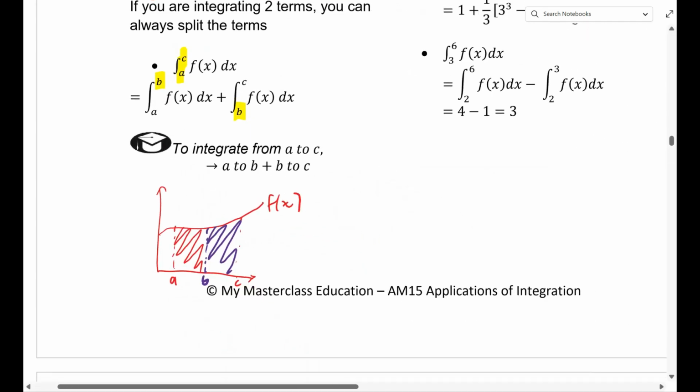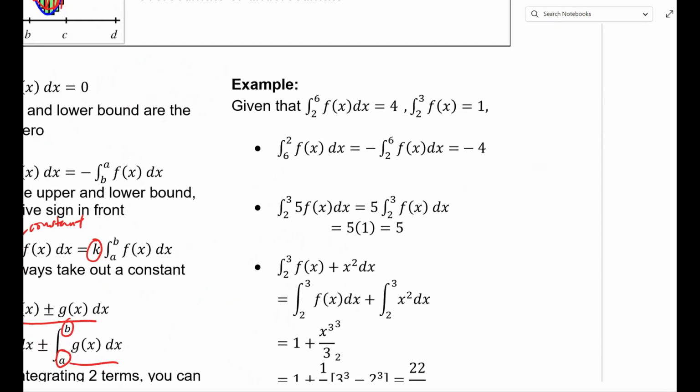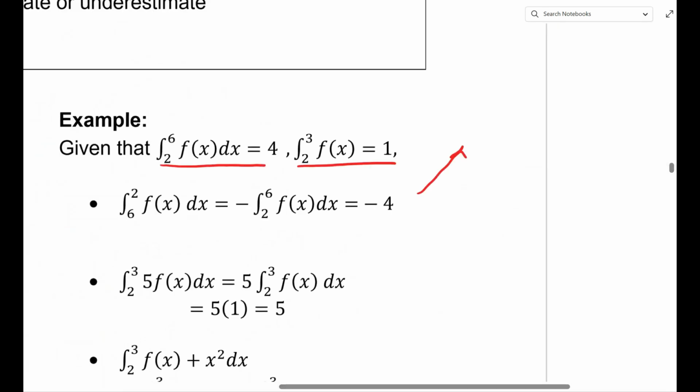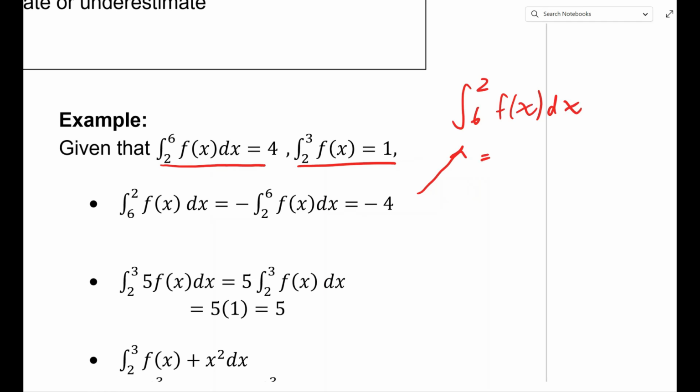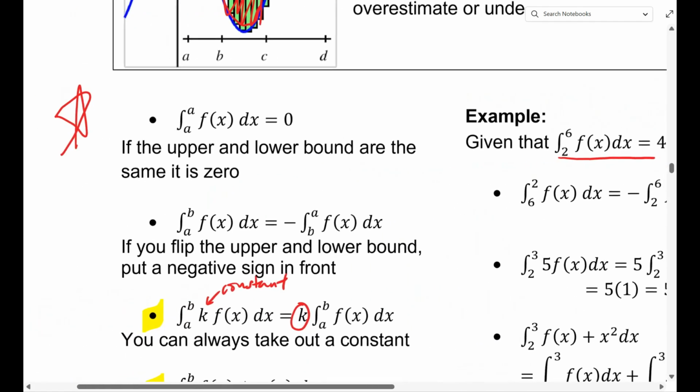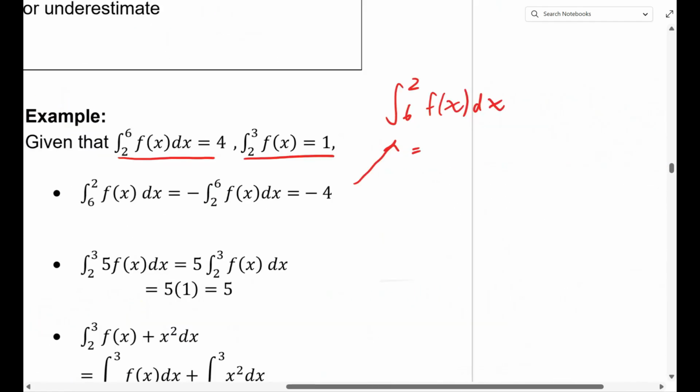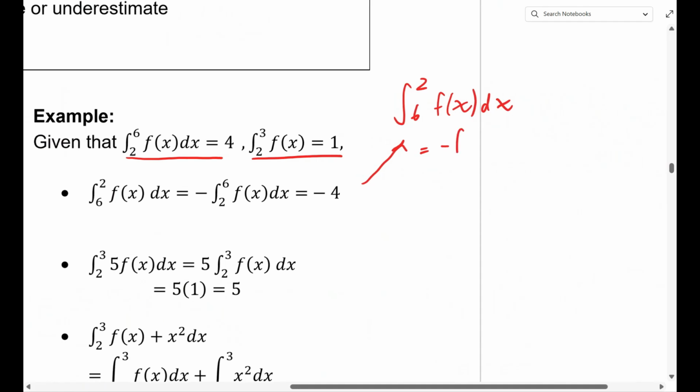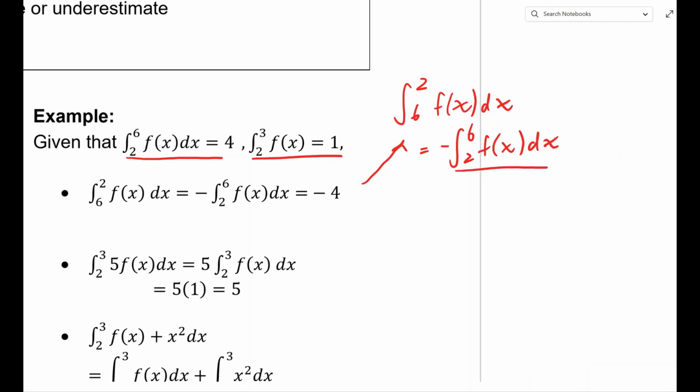Now let's take a look at a few examples. We are given these two values. If we have to solve for a definite integral with the upper bound of 2 and lower bound of 6, we can simply switch our upper bound and lower bound by adding a negative sign in front. Now this is our second property. So we add a negative sign in front, and then we know that this value has been given in the question, which equals 4. That's why our answer will just be negative 4.